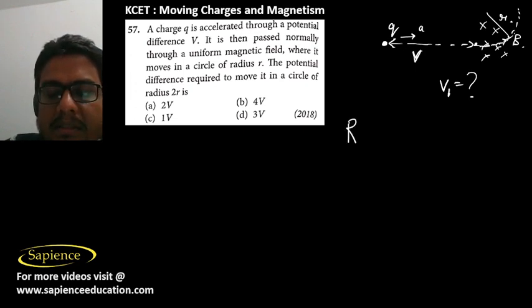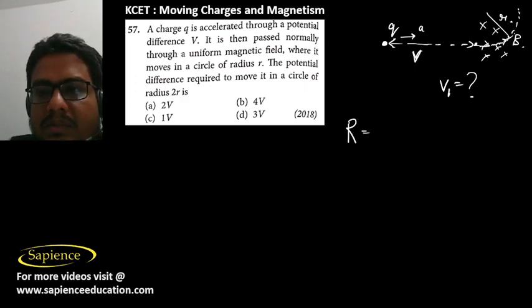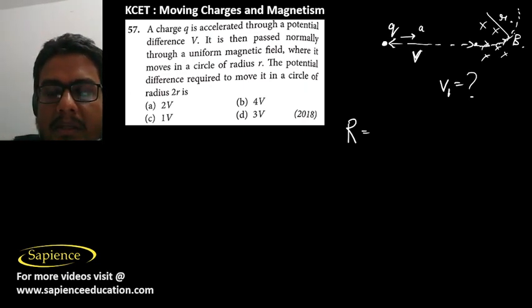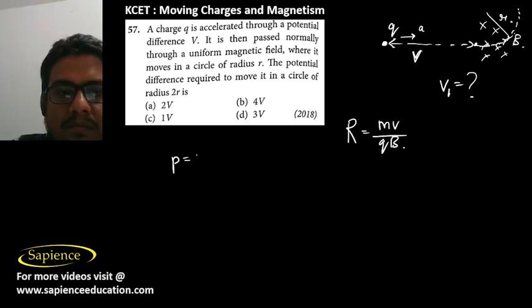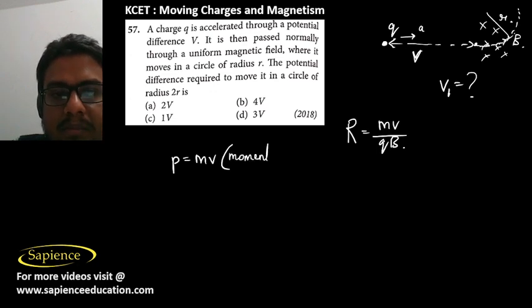So now the radius of the charged particle in the uniform magnetic field is given as mv by qB. Now P is equal to mv, where P is called the momentum. P is the momentum of the charged particle.